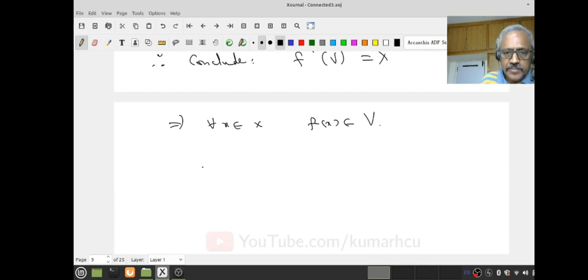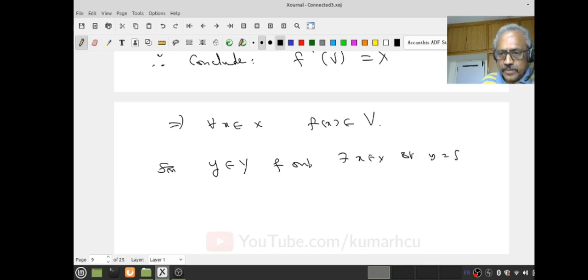But F is onto. Since F is onto, let y be in Y, there exists x in X so that y equals f(x). That means every y in Y belongs to V. Because you follow that? For every x in X, f(x) belongs to V. Give me any y, F is onto, there is an x in X so that y equals f(x). That means f(x) must be in V, that means y is in V, but y is arbitrary.